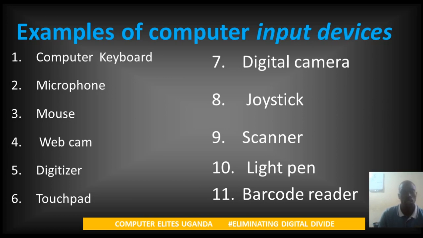We also have a webcam. This one is used when you want to interact with a friend in video form, that is when you are capturing information and interacting with a friend visually using the internet. Some people call it video conferencing. These days we always conduct Zoom meetings, so we use a webcam for that.